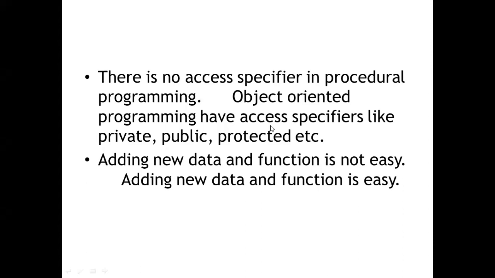But in object-oriented programming, we have access specifiers like private, public, and protected. If you want only the owner of the class to use the functions of the defined class, then we define private. And if we define the access specifier public, then any other class can use the functions and data members of the class.